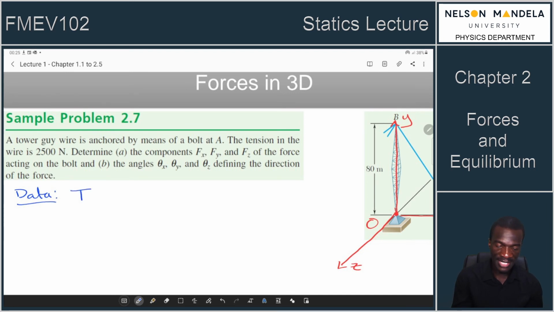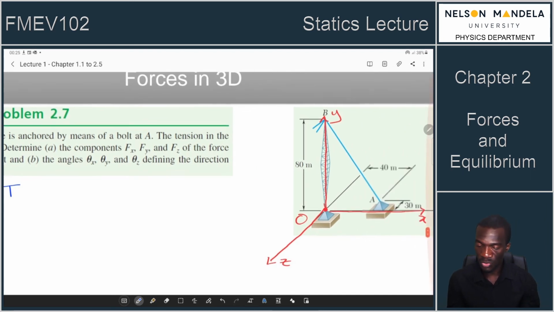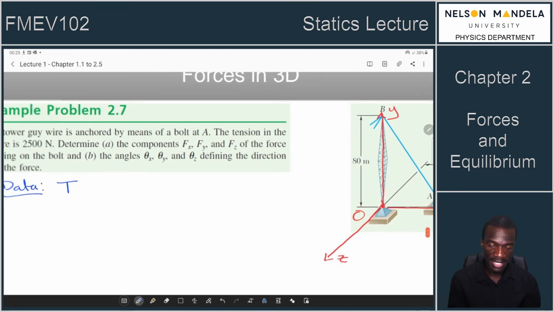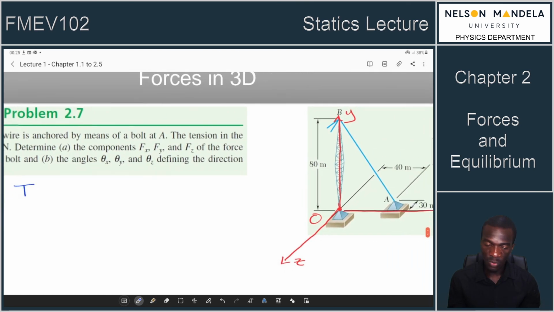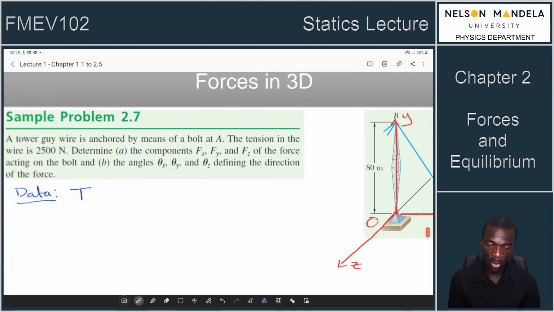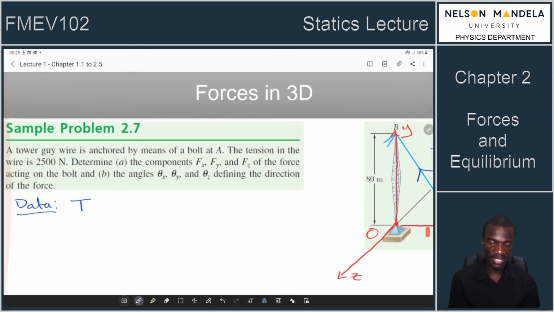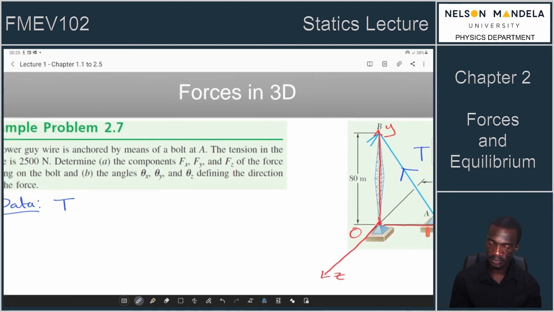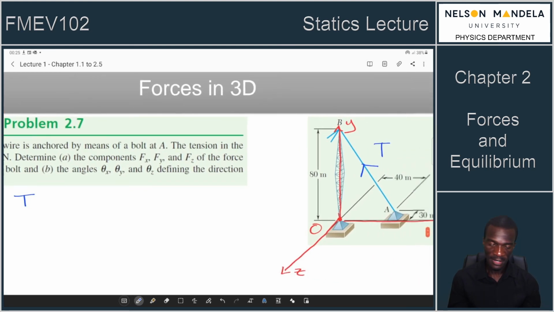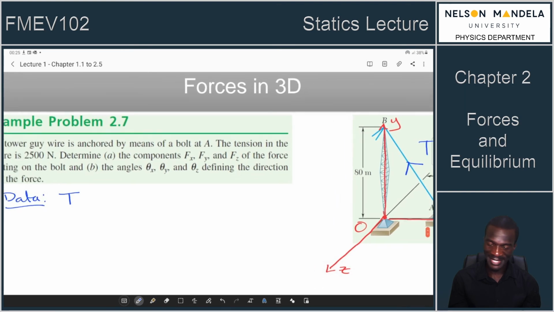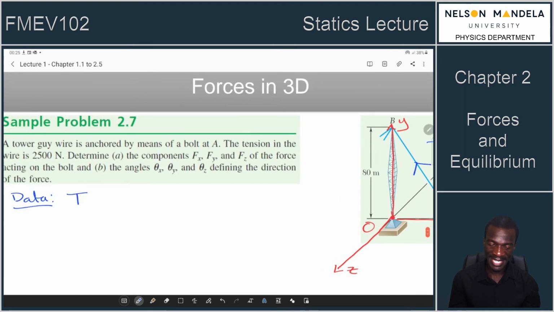So according to the data that has been supplied, the tension in the guy wire is 500 newtons. So the guy wire is what? Anchored by means of a bolt at A. So which means we are looking at the force that is pulling from A to what? To B, right? So it's anchored by means of a bolt at A. The tension in the wire is 500. So it's obviously trying to pull this upward.